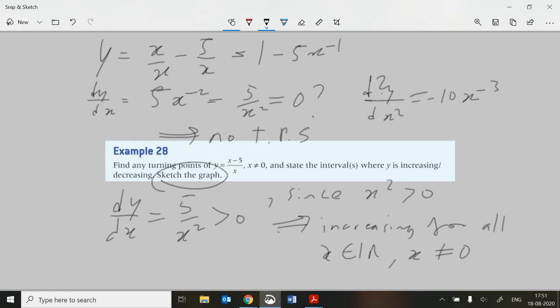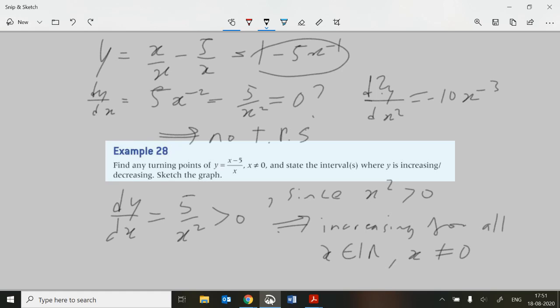Now it says sketch the graph. So if I was going to do this, and I didn't have access to a calculator, I would simply do my transformations from my reciprocal function here, just as we've done in former units. And of course, the information which we have now tells us that we don't have any turning points and that we have an increasing function throughout.